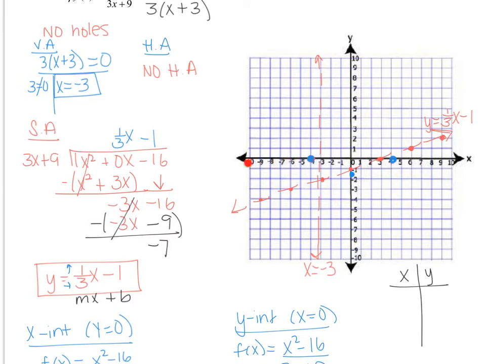So I would try negative 10, negative 7. Then, where's the graph going between here and here? So I would try negative 2, 0, and maybe 1 or positive 2.